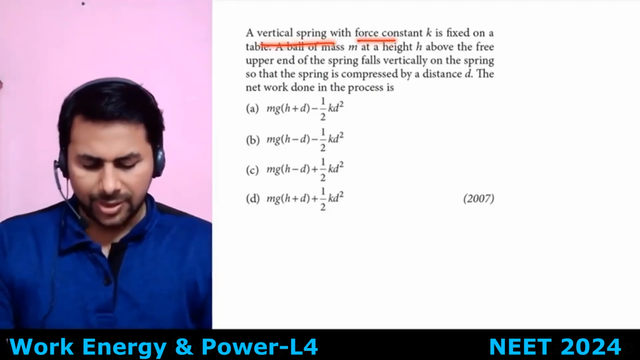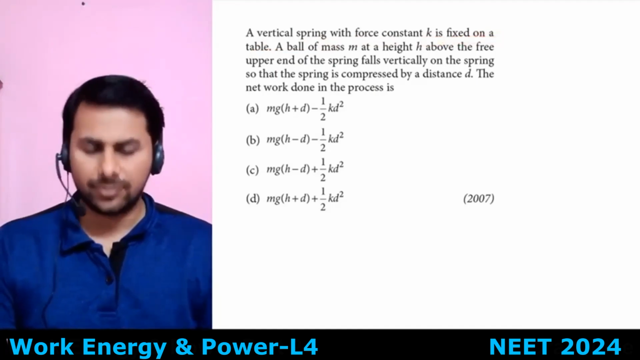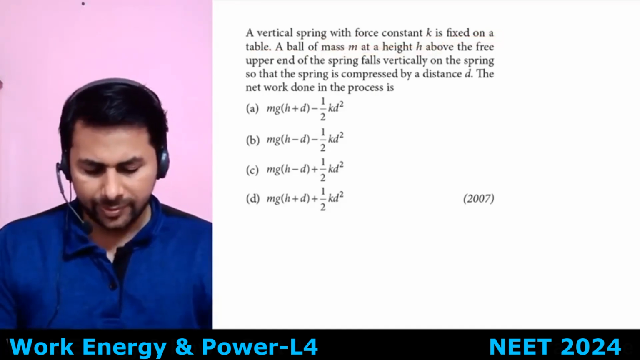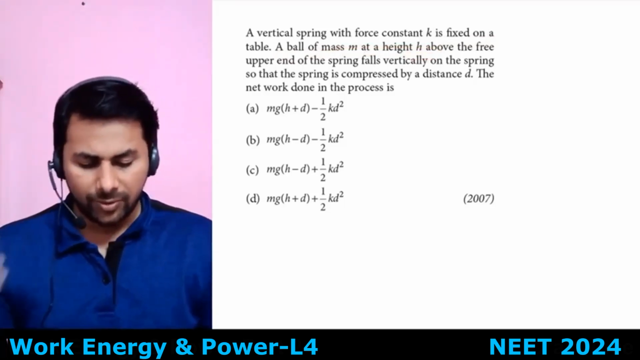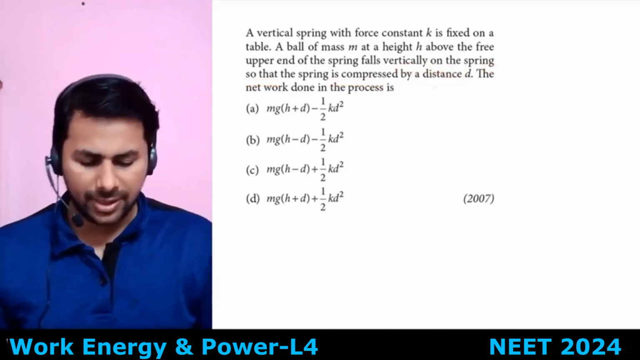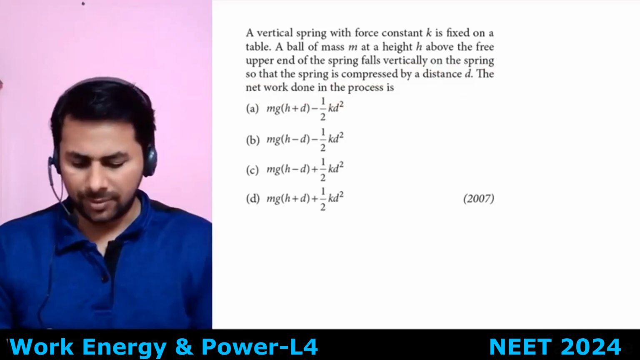a vertical spring with force constant K is fixed on a table. Ball of mass M at height h above the free upper end of the spring falls vertically on the spring so that the spring is compressed by distance d. The net work done in the process is. Tell me.